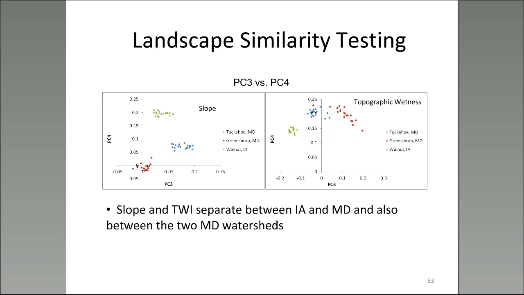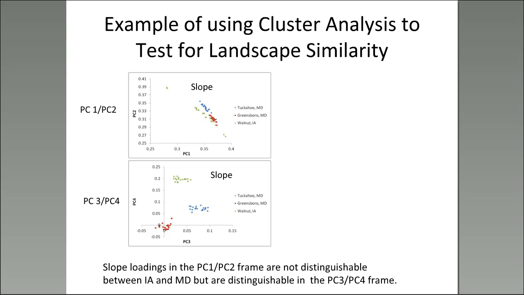But if we look at principal component 3 and 4 for these same parameters, then we see good separation both between Maryland and Iowa, and also between Greensboro and Tuckahoe. So this is indicative that these landscapes are different, Iowa more so than between the Maryland watersheds.